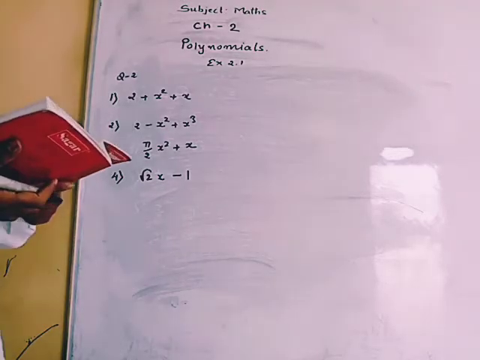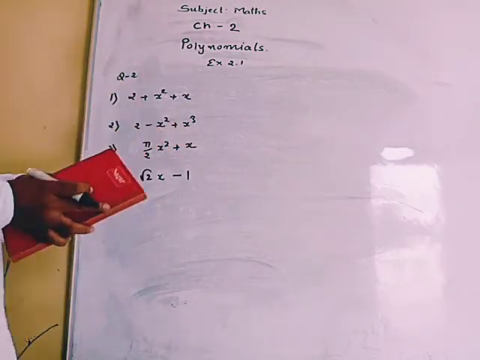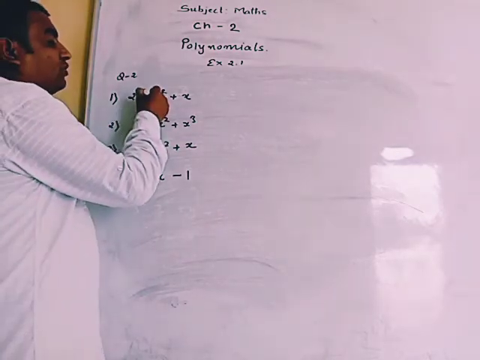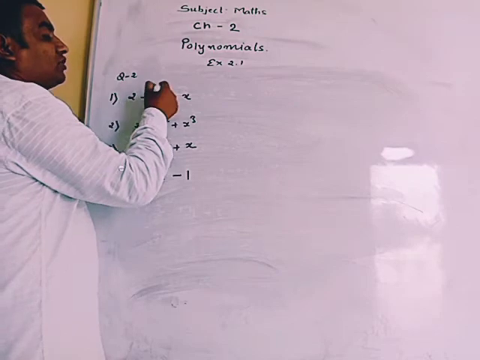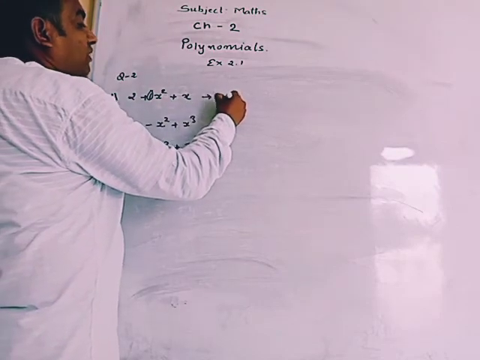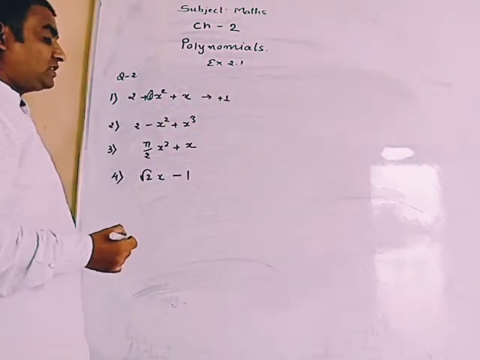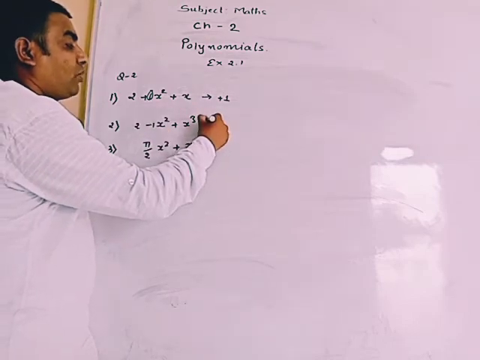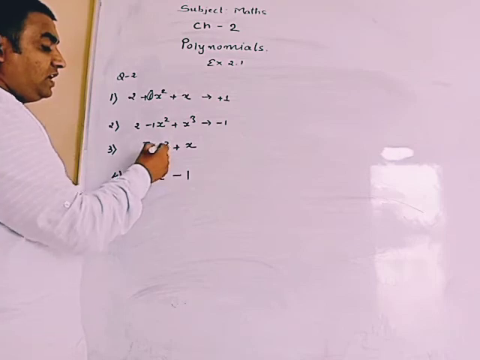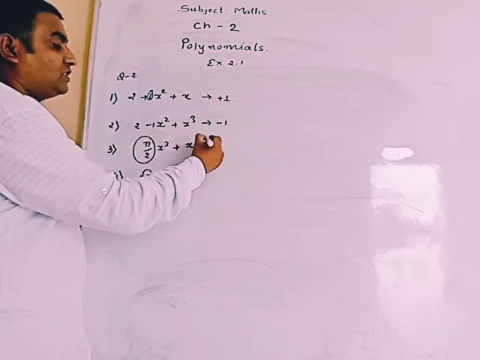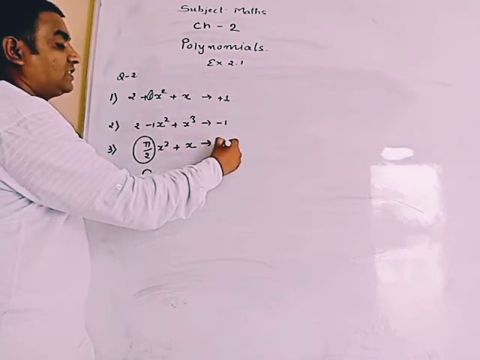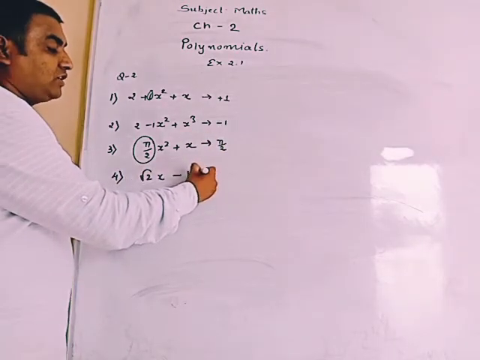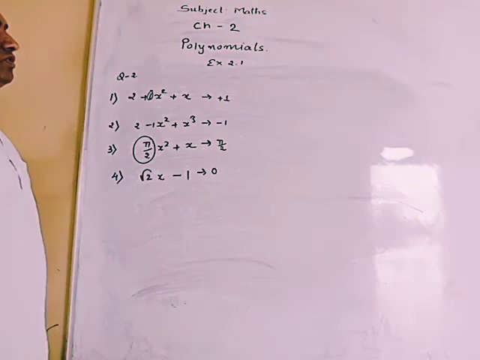Now question 2 is to write the coefficient of x squared. So it is the number which is multiplied with x squared. Here x squared into 1 is there, so the coefficient is 1, taking the sign, so plus 1. Here x squared with a minus sign is there, so we take its coefficient as minus 1. With x squared, pi by 2 is there, so its coefficient is pi by 2. And here the x squared term is not there, so its coefficient is 0.